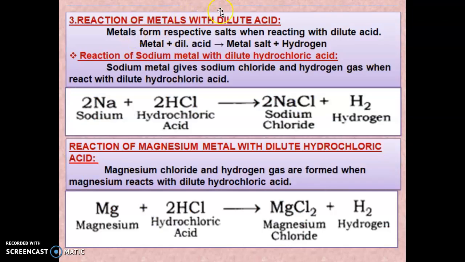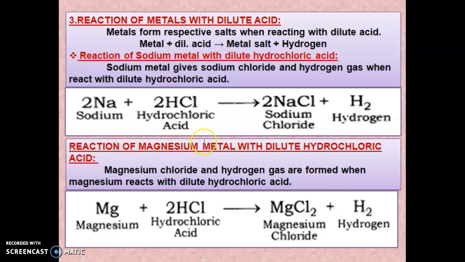So first, the reaction of metals with dilute acid. Metals form salts when reacting with a dilute acid. So metal plus dilute acid gives metal salt plus hydrogen. First, the reaction of sodium metal with dilute hydrochloric acid. Sodium metal gives sodium chloride and hydrogen gas when it reacts with dilute hydrochloric acid. So Na plus HCl gives NaCl plus H2.